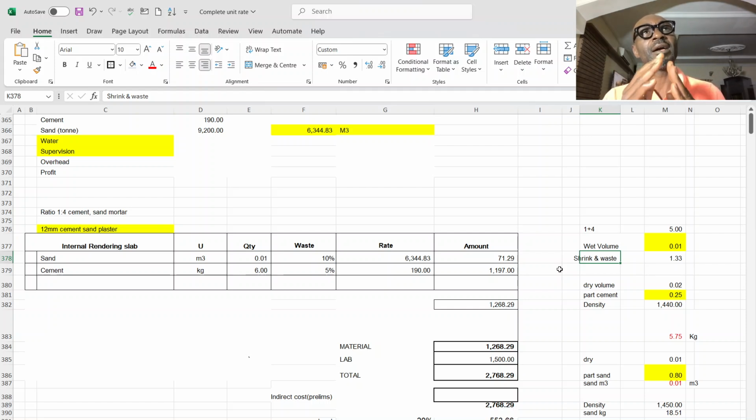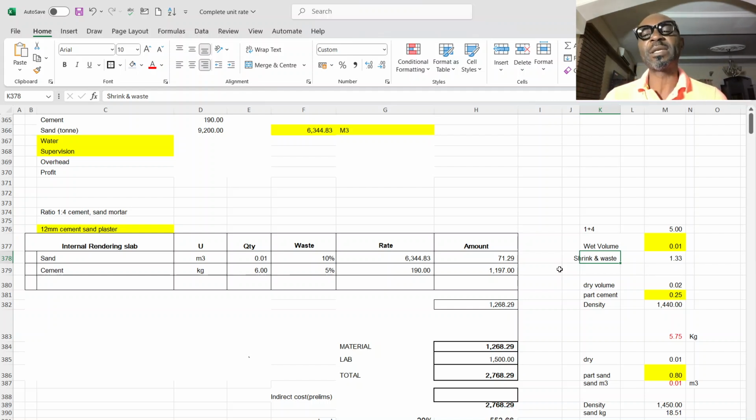Then when you lay a wall, there are undulations, there are voids that need to be filled. Sometimes the wall might not be perfectly plumb. You need to put more mortar on the wall to bring it to a plumb state. And that is about 13% as well. So if you sum it together, you're going to get about 33%.